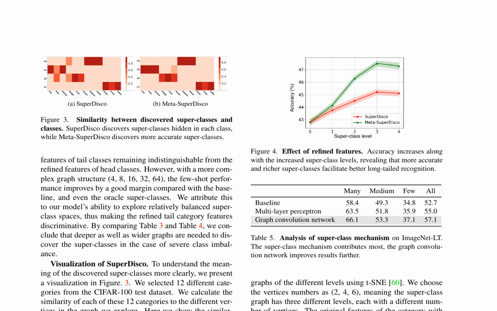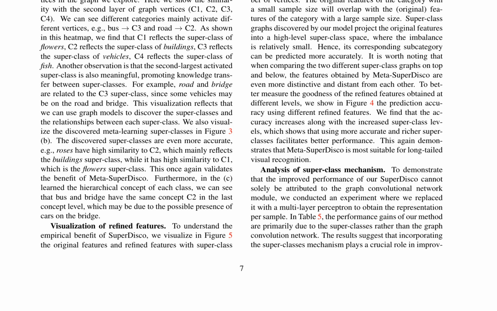This visualization reveals that the discovered superclasses are meaningful, such as flowers, buildings, vehicles, and fish, and that the second largest activated superclass is also meaningful, promoting knowledge transfer between superclasses. Figure 3b visualizes the discovered metalearning superclasses, which are even more accurate. The discovered superclasses reflect the hierarchical concept of each class, such as bus and bridge having the same concept in the last concept level. The empirical benefit of SuperDisco is visualized in Figure 5, showing the original features and refined features with superclass graphs of different levels using TSNE.